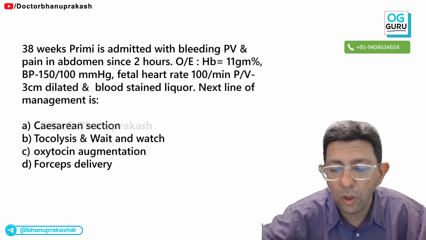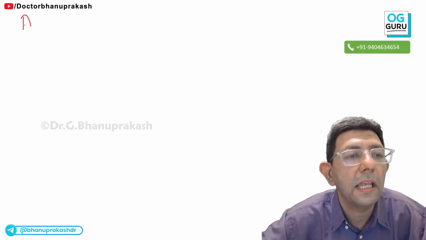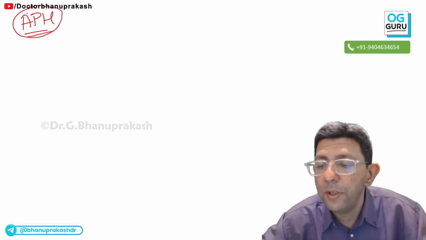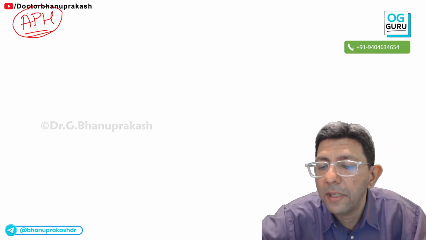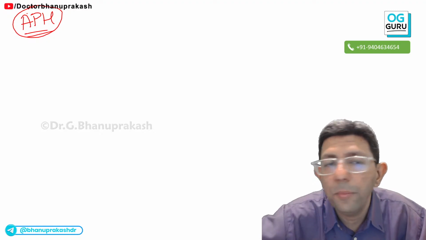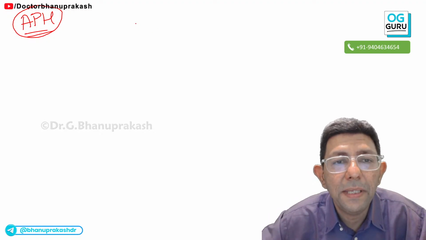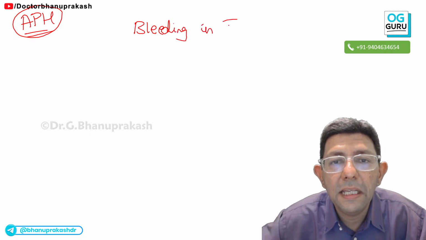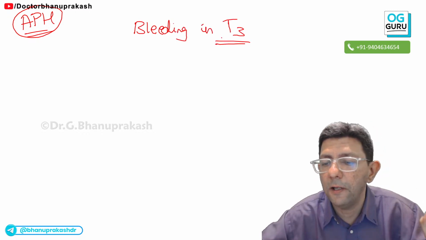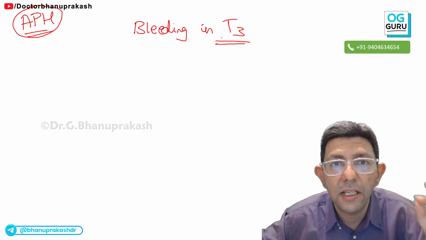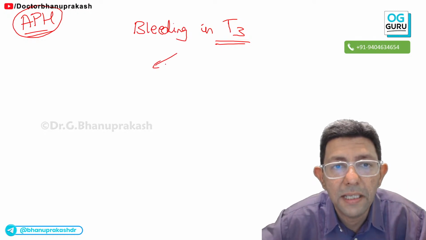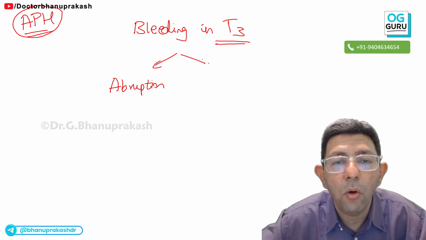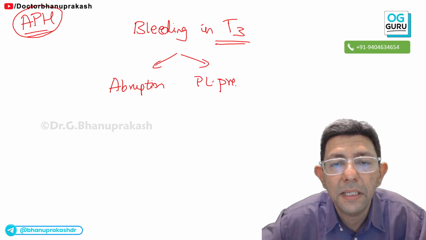As I said, I'm going to tell you the topic. The first important topic for the day is antepartum hemorrhage. Very good, all of you. What is going to be important is that in APH, the patient will come to us with bleeding in the third trimester. Now, how will I differentiate the bleeding? Remember, my dear students, when it's bleeding in the third trimester, either it's going to be abruption or it is going to be placenta previa.